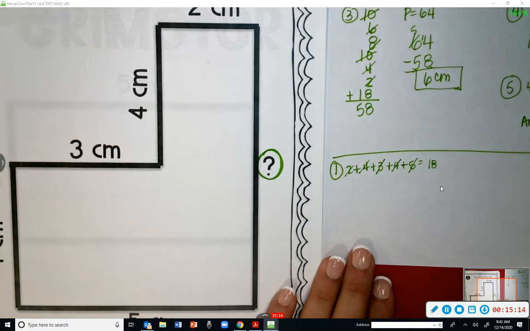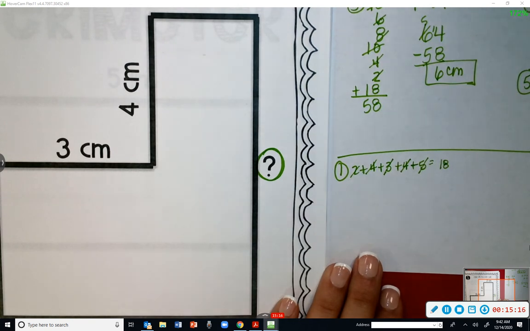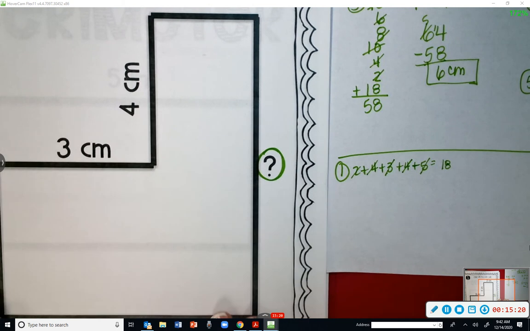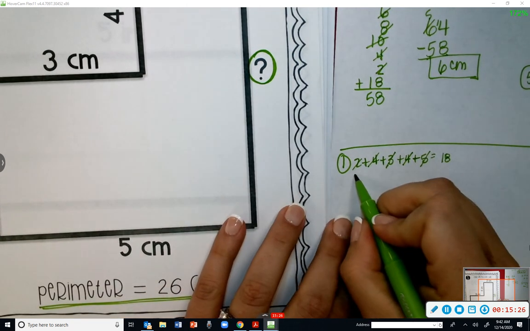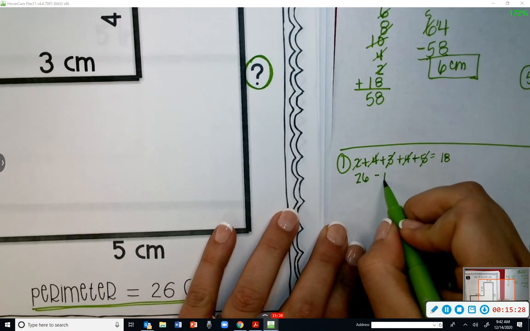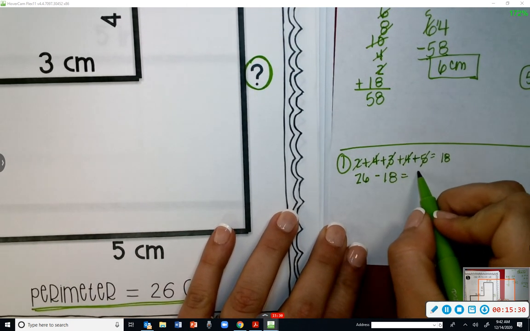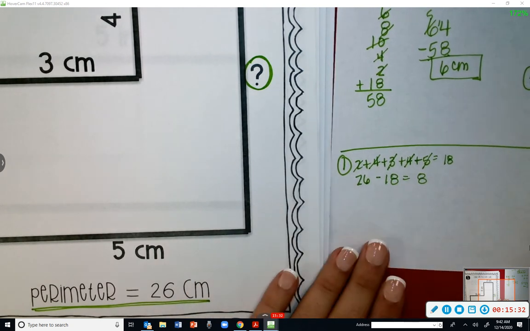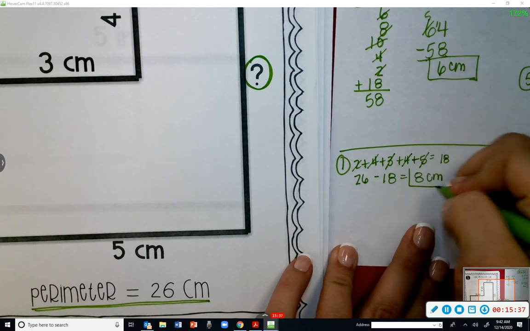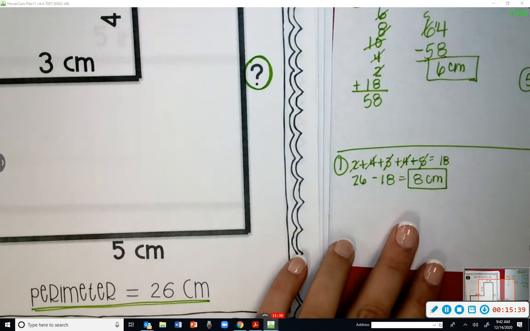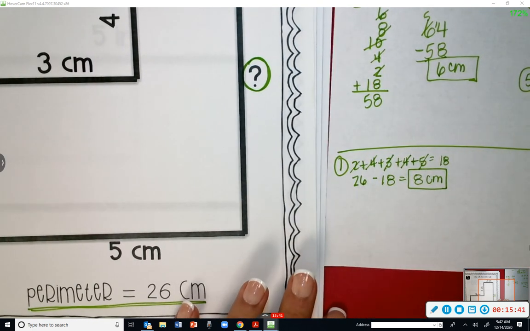No. What do I do next? Evangeline? Subtract it from the perimeter. And down here, the perimeter was 26. So I need to do 26 minus 18 equals 8. So your missing side should have been 8 centimeters. Okay? So for the most part, we all got that one correct.